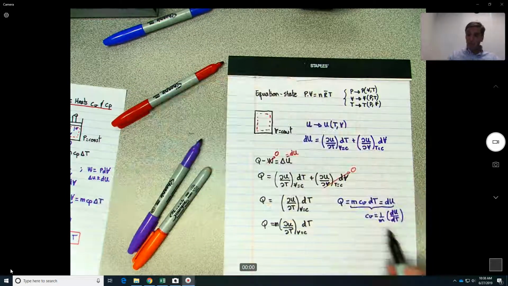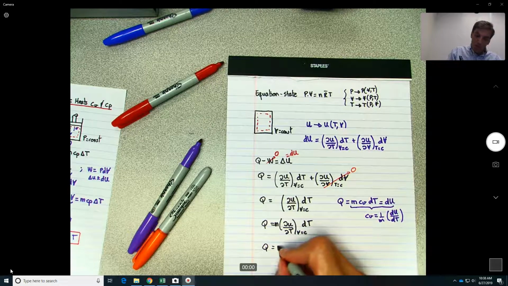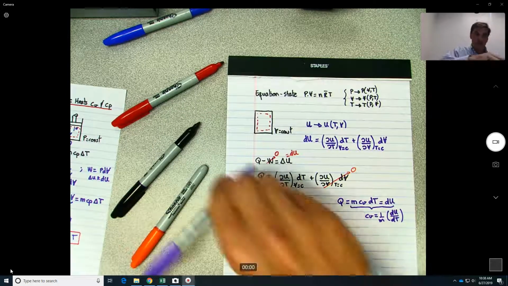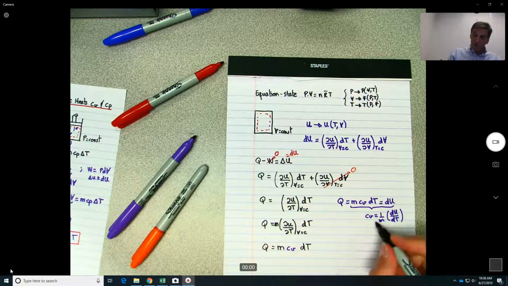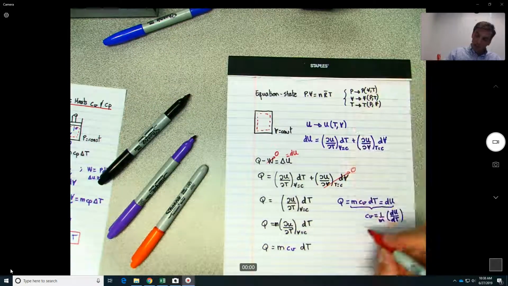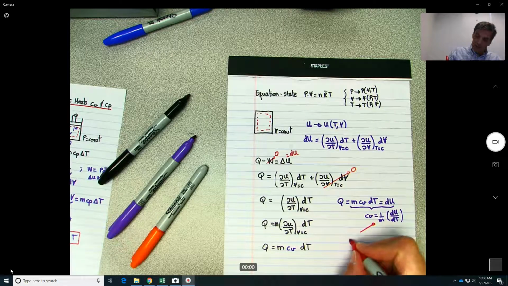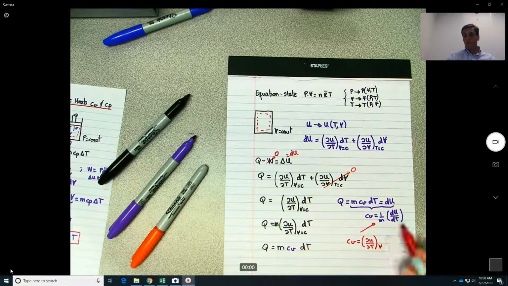And if you compare this equation to this equation, basically you will have that Q equals m Cv dT. So as before, as we did over here, from here you will find out that Cv is actually equal to what? Partial U partial T at constant volume, which is similar to this term over here.